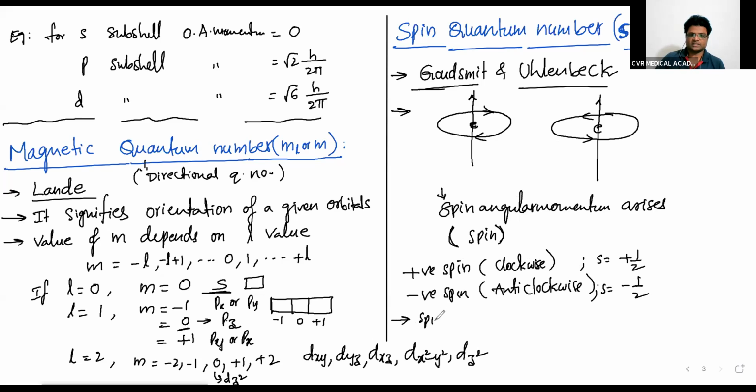Spin angular momentum, as I said, is equal to root over s into s plus 1, times h by 2 pi, where s is only the magnitude. Only the magnitude should be taken. No need to take the sign. s is always equal to 1 by 2. Don't take plus or minus. It's just 1 by 2, only magnitude.